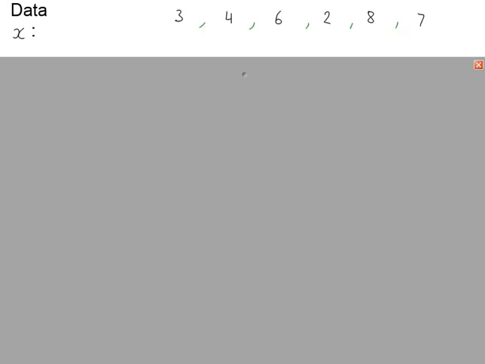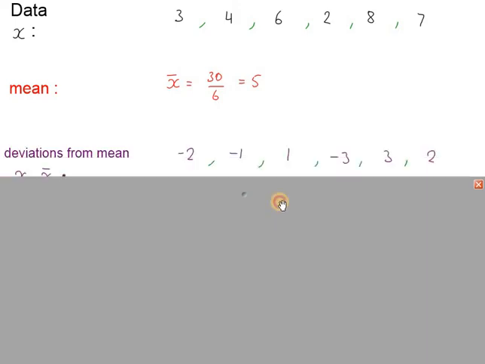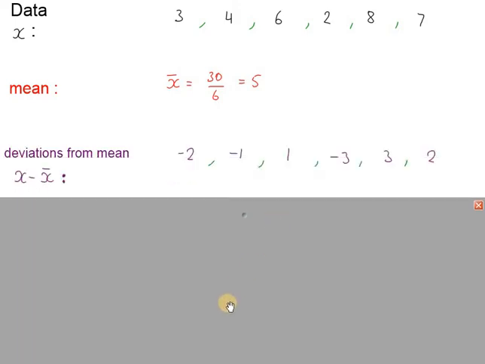So here I have data represented by the variable x. Here are my data values. I have 6 data values. I've worked out their mean. I'm looking at the deviation of every single data value from the mean. So I'm doing this, data value minus the mean, to get these numbers. So 3, which is x, minus the mean, which is 5, is minus 2. 4 minus 5 is minus 1, 6 minus 5 is 1, and so on.